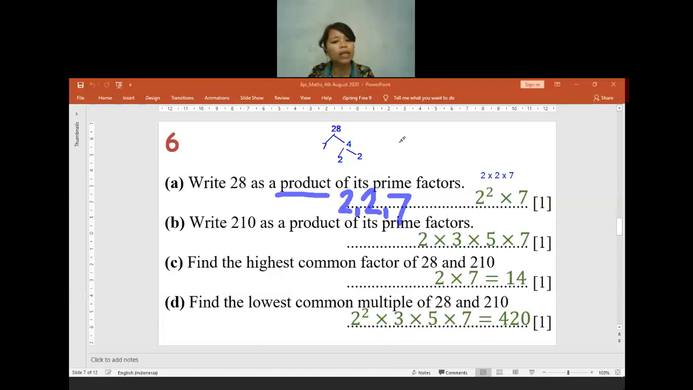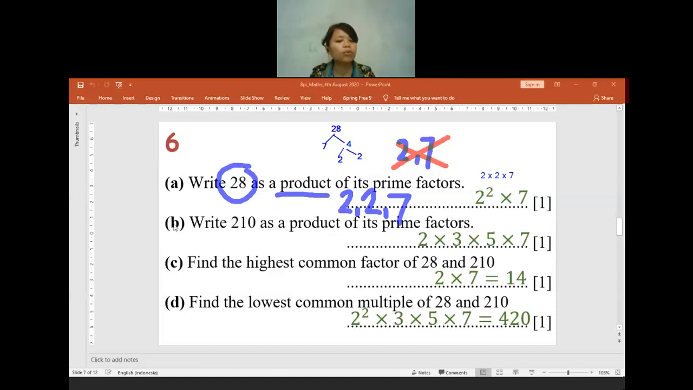Teacher, if I only write 2, 7, is it correct? No, if it is only 2, 7, it means you only found the prime factors. If we check 2 times 7, the answer will not equal 28. So if you only answer 2, 7, it is wrong. You did not get any marks. It's supposed to be 2 times 2 times 7, because when you multiply all the numbers, you have to get back to the number that is given in the question.